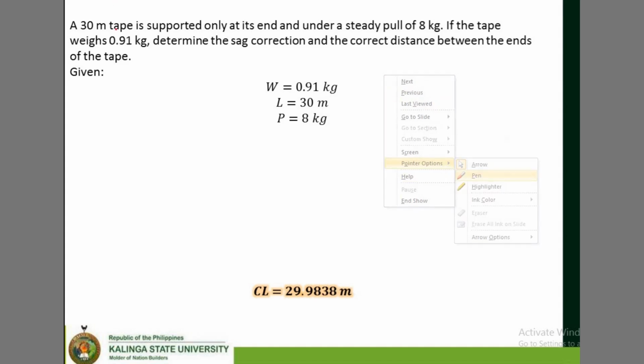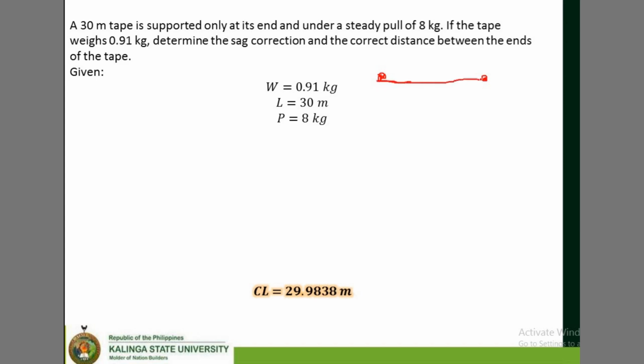So if I'm going to draw the illustration for this problem, another 30 meters is supported at its end and under steady pull. So if these are the points to be measured, then ito yung dapat na horizontal distance, but because of the sag, nagkakaroon tayo ng correction. So, determine the sag correction and the correct distance between the ends. So, what is the correction due to sag? And what is the corrected length? What is this corrected length? Let's have the solution.